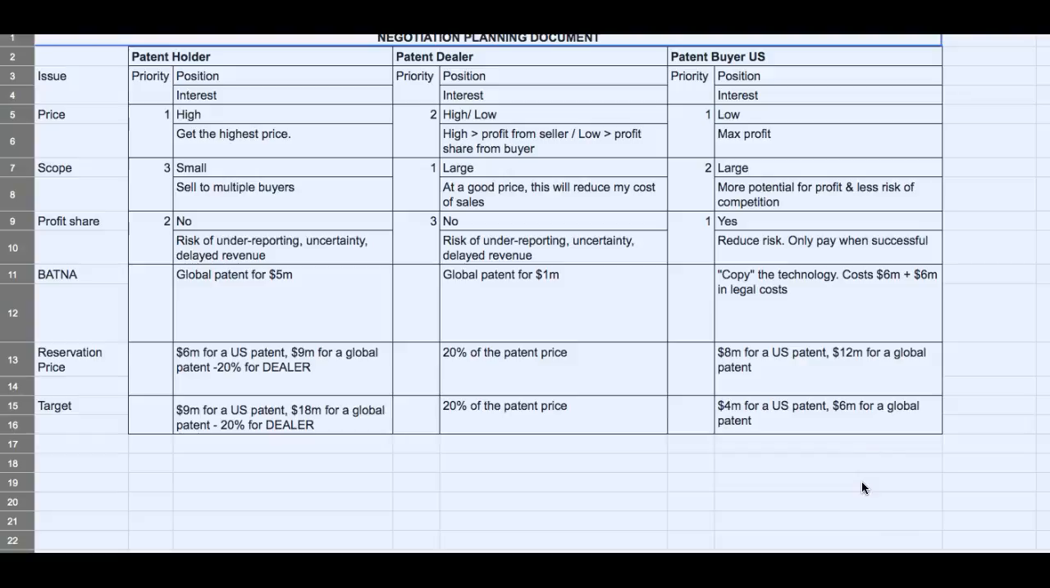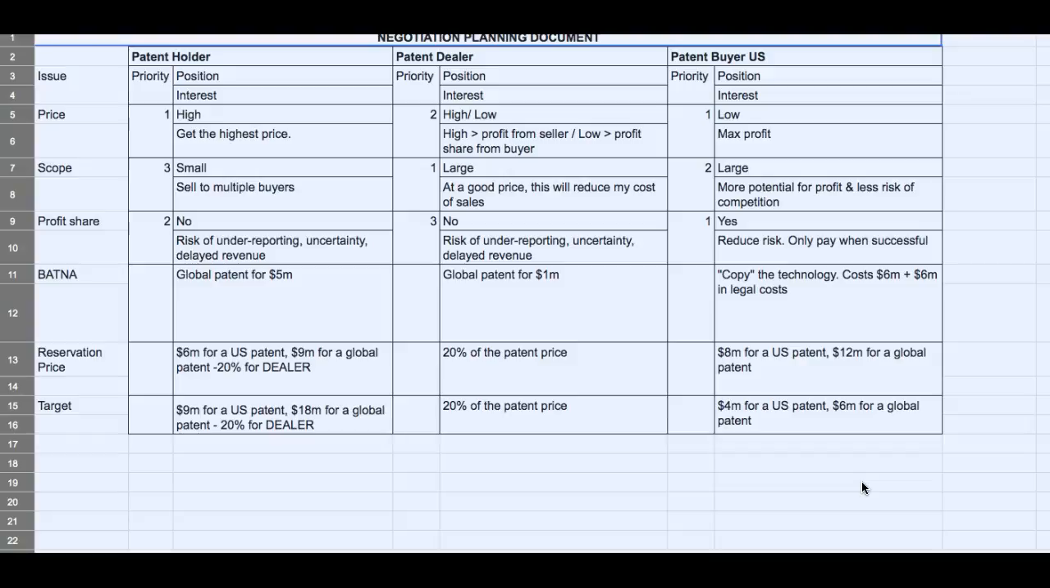Today, actually, I would like to first start off with a different case, a case that is a little bit closer to some of us, or actually most of us, and it's a case that we're going to play open. There are going to be 3 parties involved. That is a patent holder, a patent dealer, and a patent buyer in the United States.